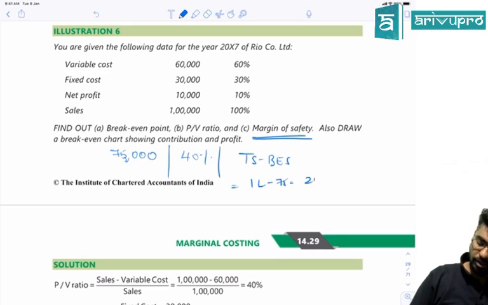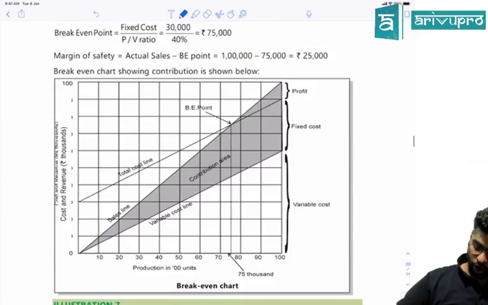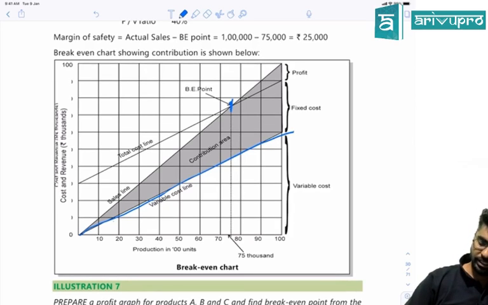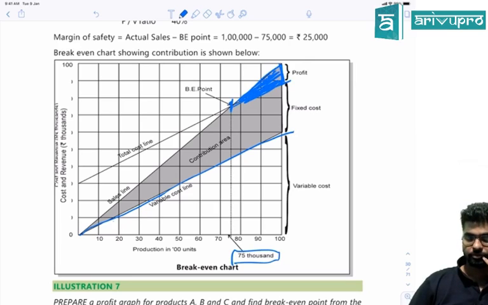Now draw a break even chart showing contribution and profit. Break even chart, that means what? I have to draw one variable cost line in the exam. Now my break even point is going to be at 75,000. Anything more than 75,000, this is going to be my profit. Are you clear? Guys, are you clear?